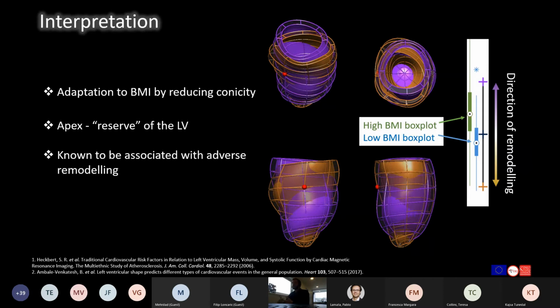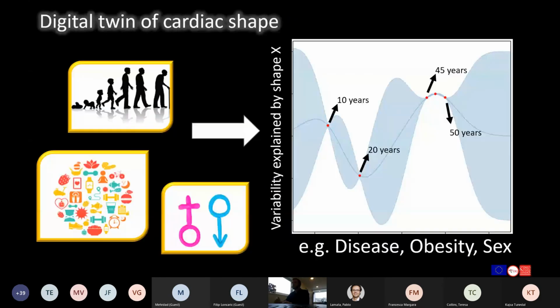And also we noticed that this healthy elliptical cone is remodeling towards a more spherical and round shape, which is also associated with some maladaptive remodeling in adult populations. And it's related to some adverse outcomes and also the obesity among the adults. So this summarizes our findings in this project.